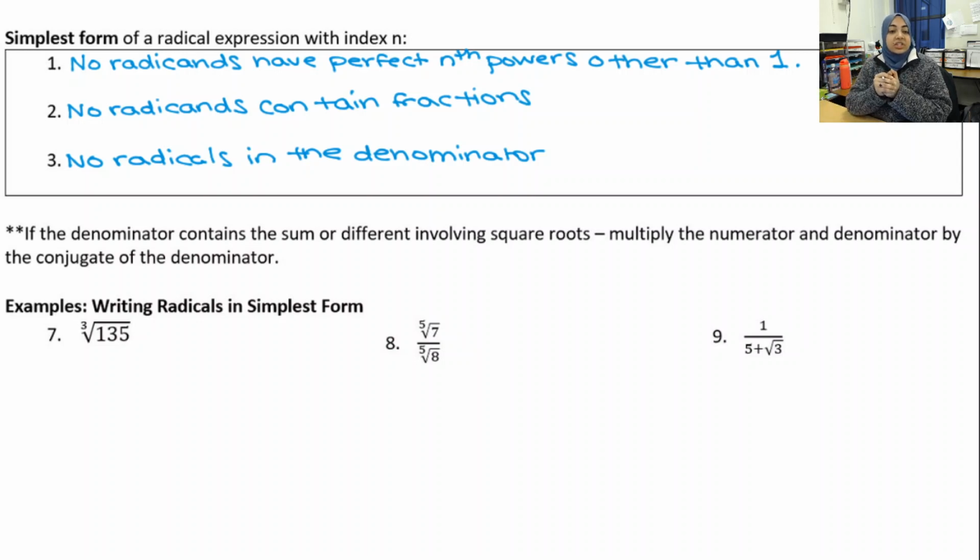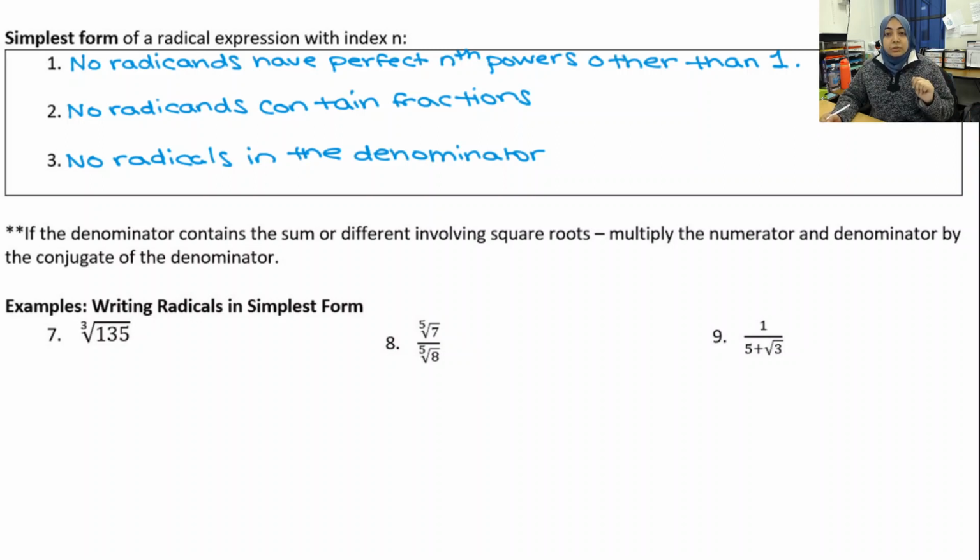The second condition is no radicands can contain fractions. So under the radical, I should not have any fractions. And then the last one says, so you might be thinking, oh, that's okay, I'll just go split them up. I'll do a radical in the numerator, I'll do a radical in the denominator. Problem solved. Wrong. Because the third one says no radicals in the denominator. And you're like, whoa, what do I do there?